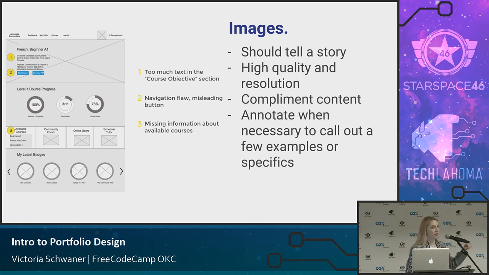And in this example, this is one of mine, I annotated where necessary to call out specific examples of work. So this specific image is calling out some pieces I learned during a usability test. Really simple. For example, number 1 just says that I received feedback that there was too much text in this section. Number 2, there was a navigation flaw. I wasn't communicating the correct information on the button for the user.